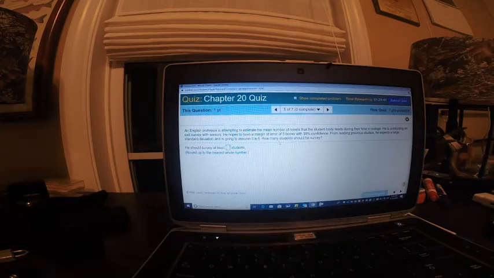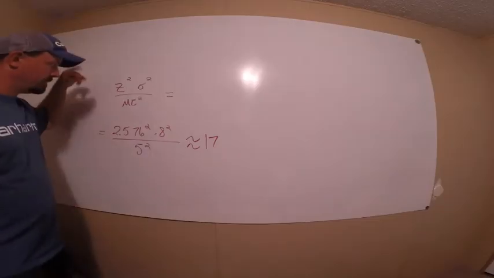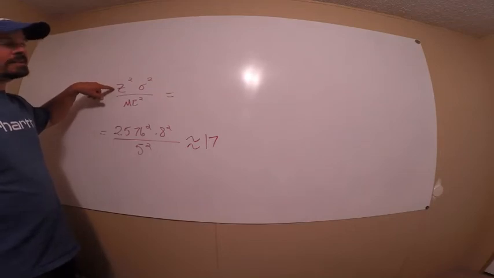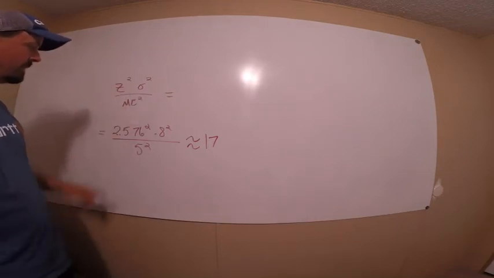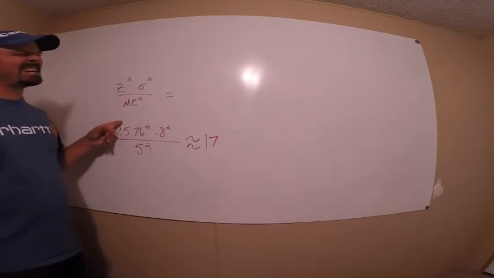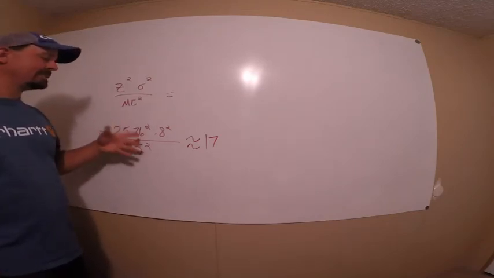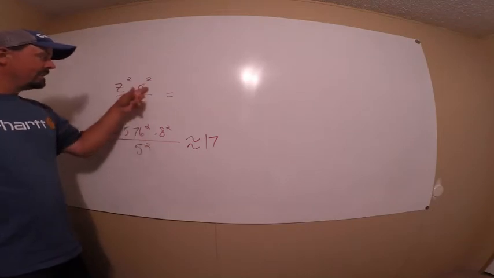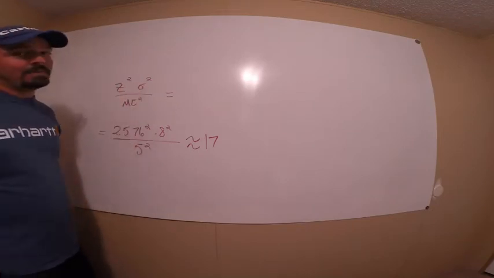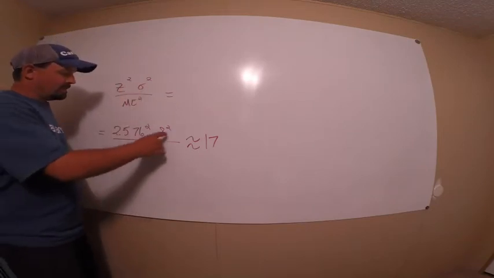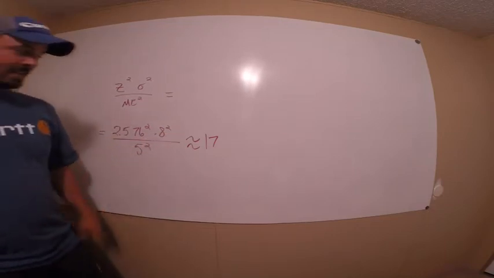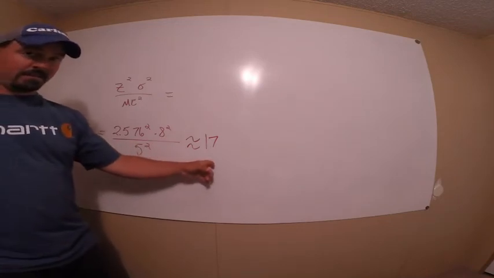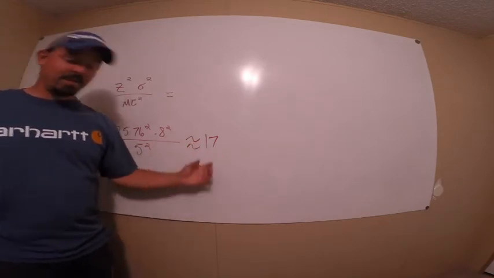I'm going to take this to the board, and I'm going to show you how to solve it. The formula for this one was at the very bottom of your chapter 20 notes: z squared times sigma squared over ME squared. The z-score that corresponds to 99% confidence is 2.576. Square that. Our sigma here is 8, that's what the problem said, so we square the 8. Our margin of error here was 5. We square it. If you type all this in your calculator, you get 17. And that should be your answer.